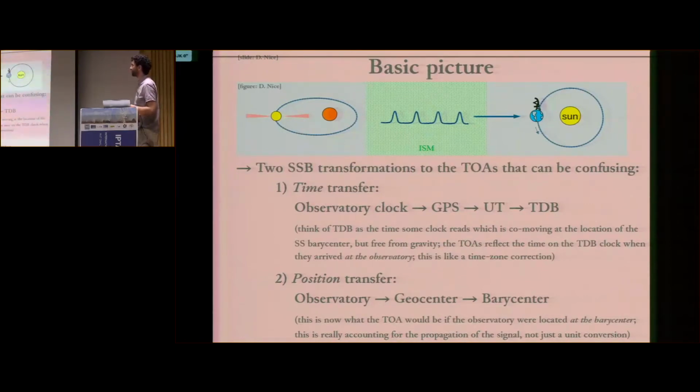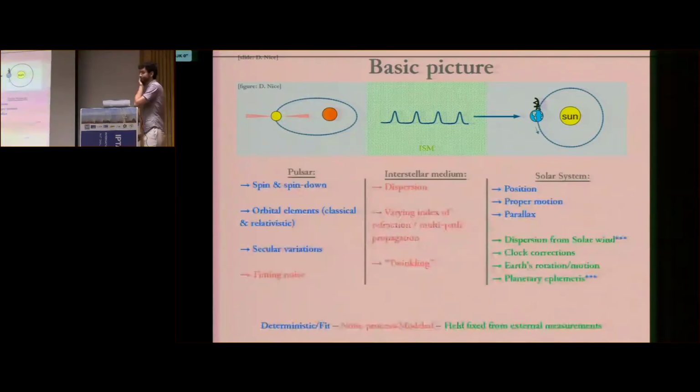But you also need to correct for the fact that you have to pretend that the pulses arrived at the barycenter. So that's a geometrical correction. You're actually first kind of correcting for the spin of the Earth and the location of the observatory on the Earth to the center of the Earth, then referring it to the solar system barycenter. You need models for the entire Earth and its spin and the solar system in order to do that accurately. So this is kind of how we put TOAs into the reference frame of the solar system barycenter.